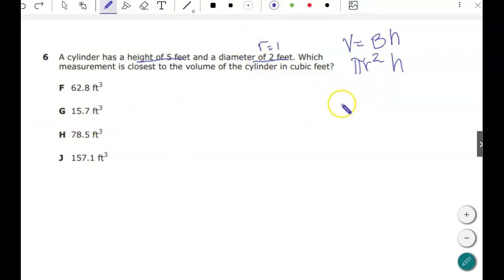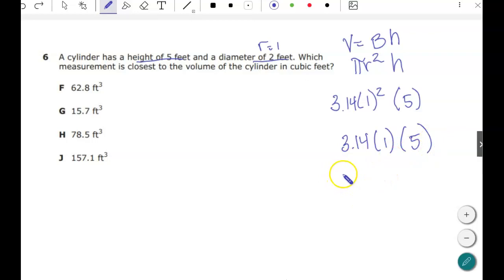Now, you can use the pi key here. These are far enough apart, you could just use 3.14. You're going to square that, and then the height is 5. The 1 squared is just 1. And then 1, so we can just keep simplifying this. And then 1 times the 5 times the 3.14. Go ahead and put that into your calculator. Comes out to 15.7. So it's G for that one.